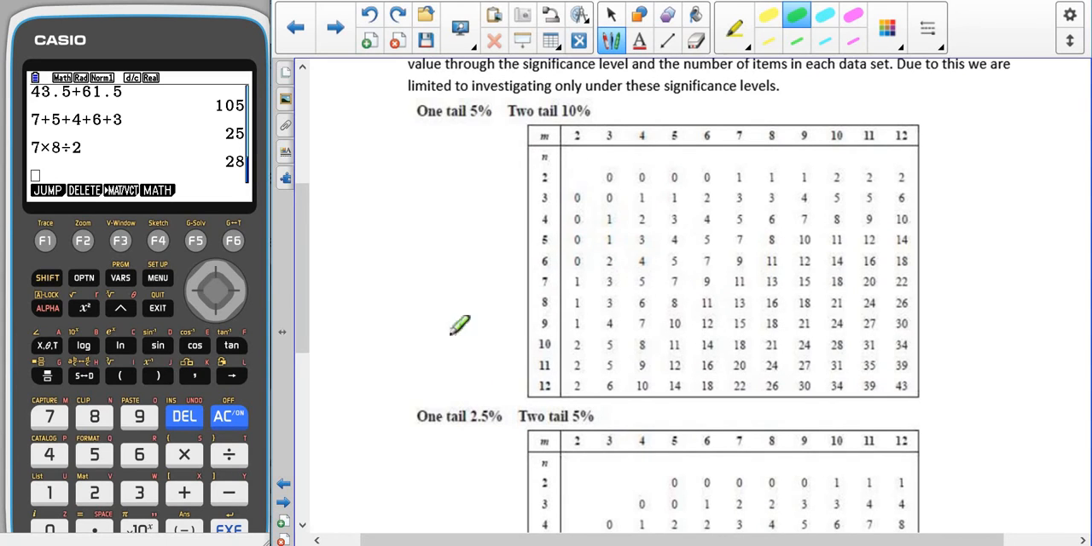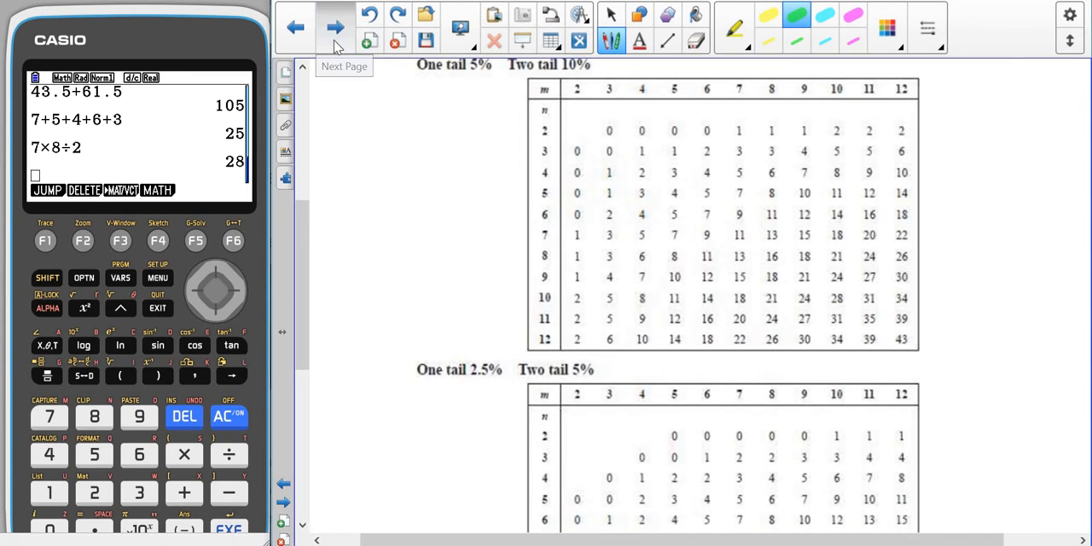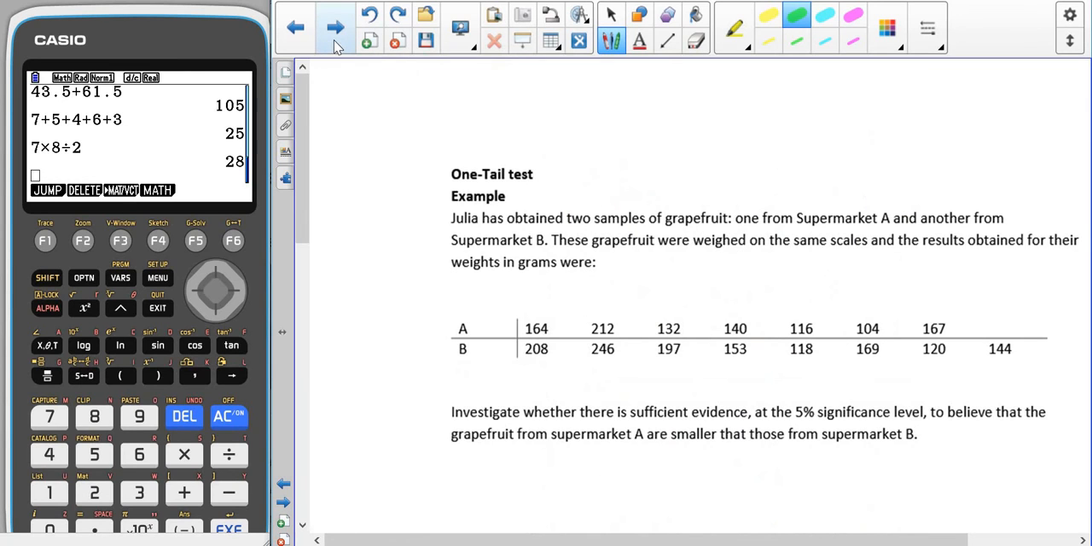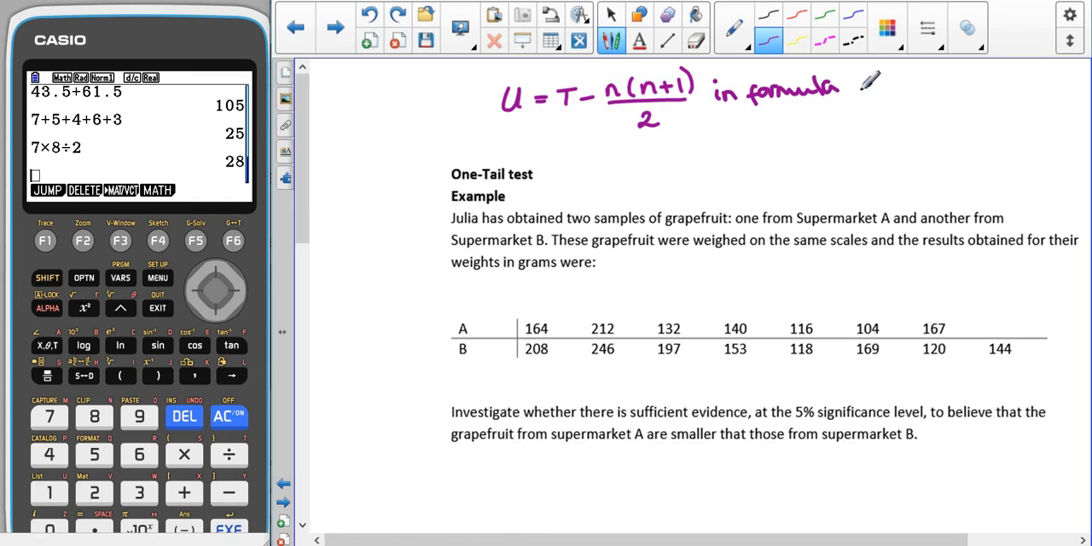So something else that is in the formula booklet is the formula that we need to use. So the formula that we're going to be using, this is for one-tail and two-tail tests, and again this is on page 26 in your formula booklet, is U equals T minus N plus 1 over 2. And we are going to be using this in our hypothesis test. So I just wrote it at the top there, but it is on page 26 in your formula booklet, so you don't need to learn it.